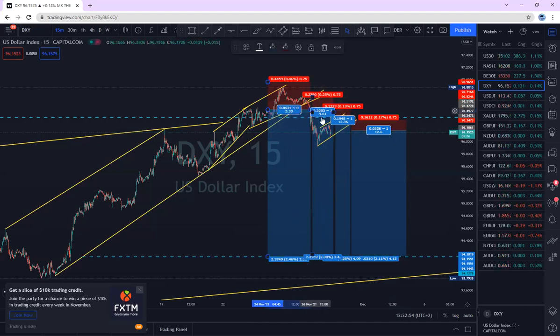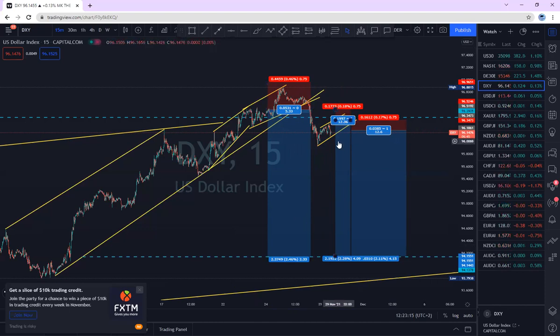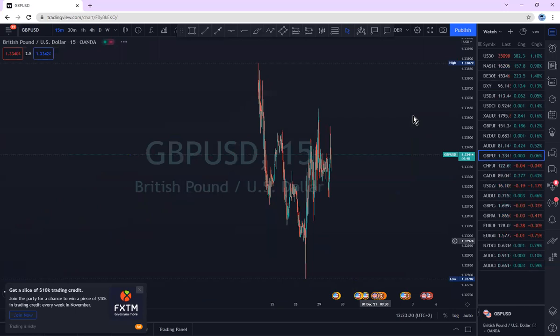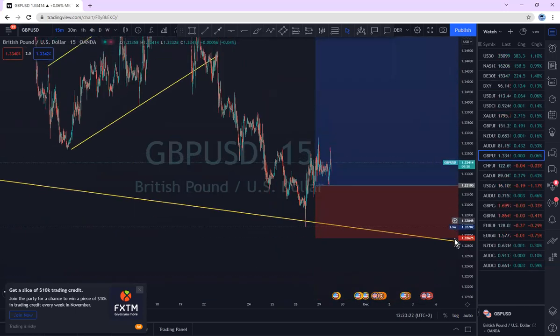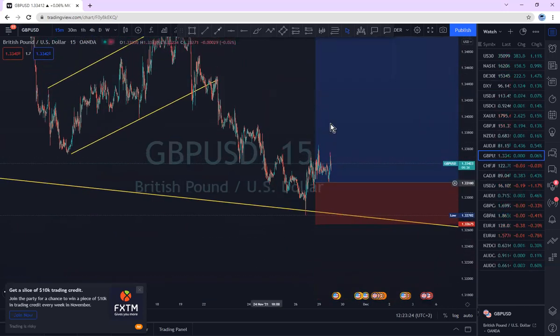So 1, 2. This one, I was expecting it to come back up here and create a continuation before it comes down. So we can remove this one because it failed. It never did what I expected it to do. I was expecting it to do something like this. So this is our setup here. In the meantime, when this one is going down, expect GbpUsd to go up. This is correlation with the dollar index.